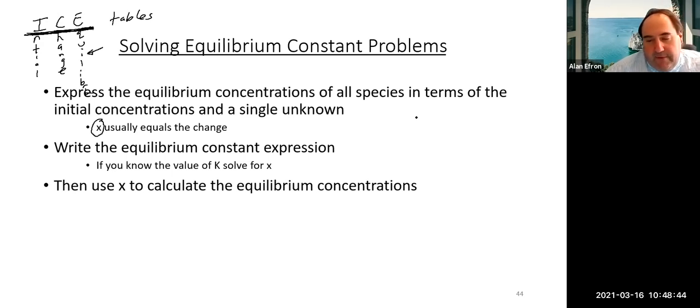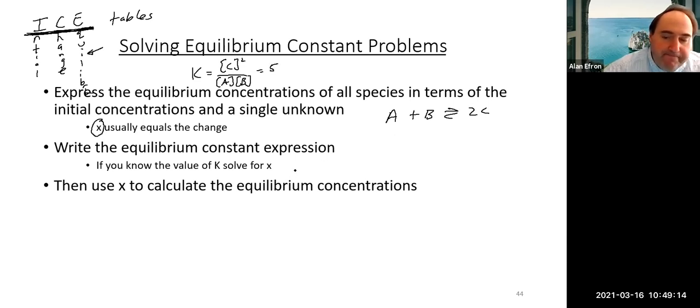So for example, let's say we had this reaction here where we had A plus B goes to, say, 2C. Now, we could write an equilibrium expression for this, which would be K is equal to C squared divided by A and divided by B. And we'll just say for the sake of argument that this value was 5. Okay. Now, let's say initially we started out with 2 molar of this guy and 2 molar of this guy.